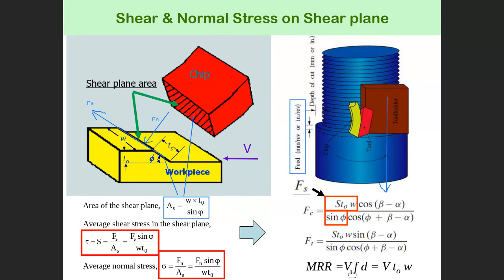Right? Material removal rate equals V F D. V is the cutting speed. F is the feed, millimeter per revolution, which is t0. As we described, feed is also t0. Then we can replace F with t0, and D, the depth of cut, is equal to the width of cut. So the material removal rate equals V F D or V t0 w. Same meaning.